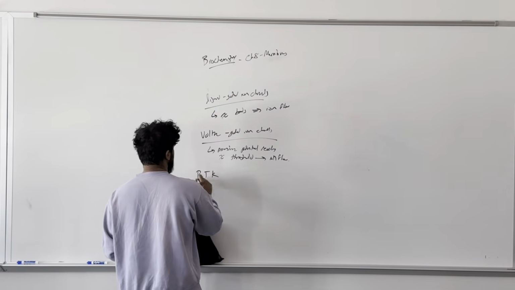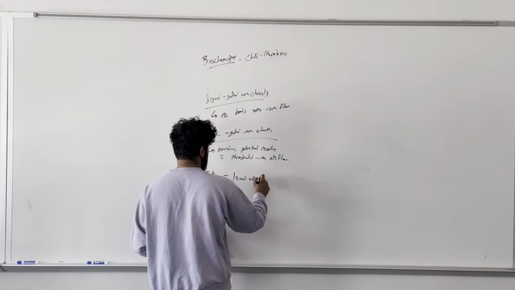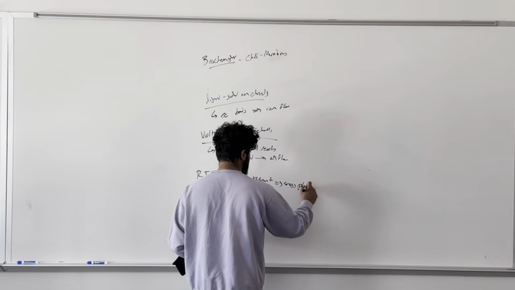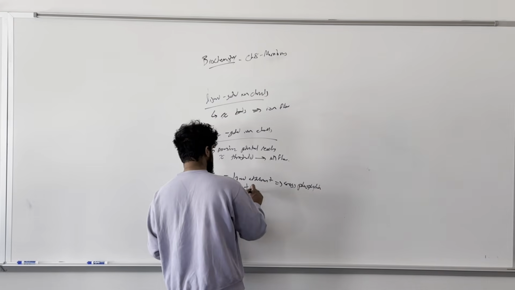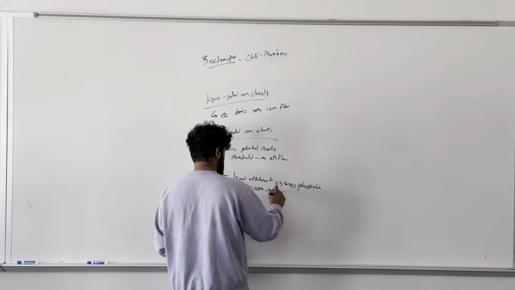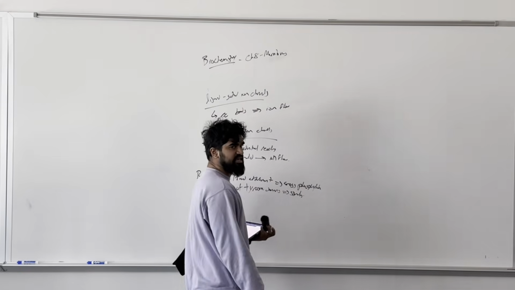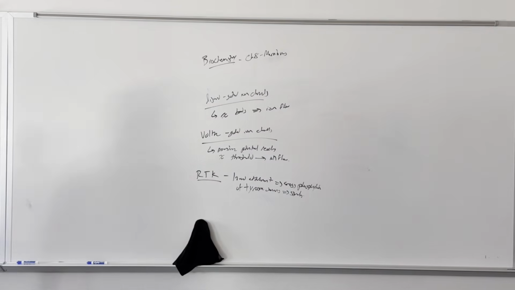Receptor tyrosine kinases. Ligand attachment leads to cross phosphorylation of tyrosine domains, which leads to signaling. This makes sense because tyrosine is one of the 3 amino acids that can be phosphorylated. What are the other 2? Serine and threonine. So what do you need in order to be phosphorylated? You need an OH group.